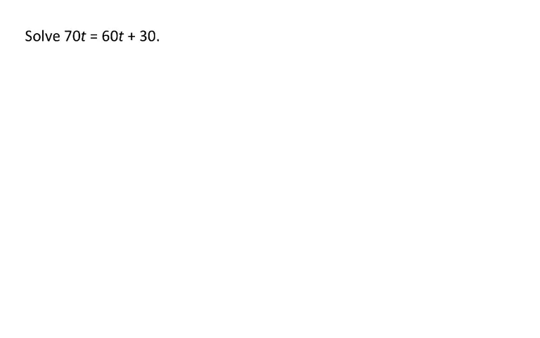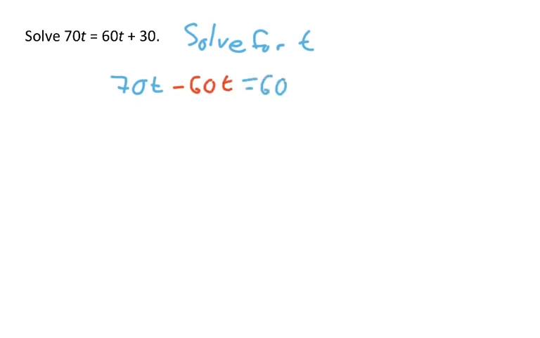Here's the equation again: 70t equals 60t plus 30. I want to solve this for t. To do that, I need to make sure that I have all my t terms on one side. I can make that happen if I subtract 60t from both sides. On the right side, the 60t minus 60t will give me a 0, and that's gone. And on the left side, I can combine like terms, and I would have 10t is equal to 30.